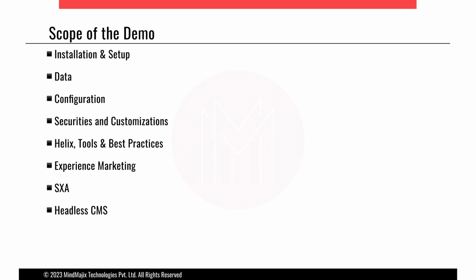And later we'll talk about experience marketing, as this is a site for CMS. So there are three categories. One is the developer who is going to implement the site. Later the role comes for the authors who are going to provide the content to the site, and later the role comes of the marketing team. So this experience marketing will help in that. We will be talking about EXM and FXM. There, later we'll talk about SXA and headless CMS.